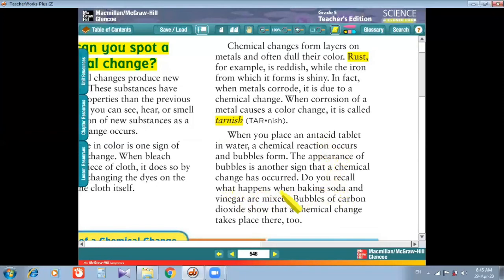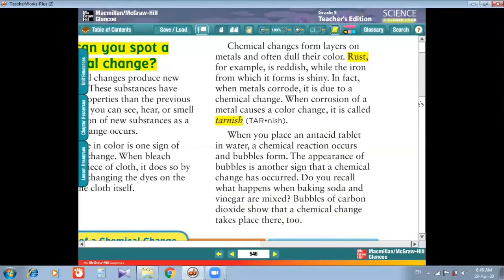Do you recall what happens when baking soda and vinegar are mixed? We did this in the previous video. When we put vinegar in baking soda, so many bubbles of carbon dioxide come out. Bubbles of carbon dioxide show that a chemical change takes place there too.